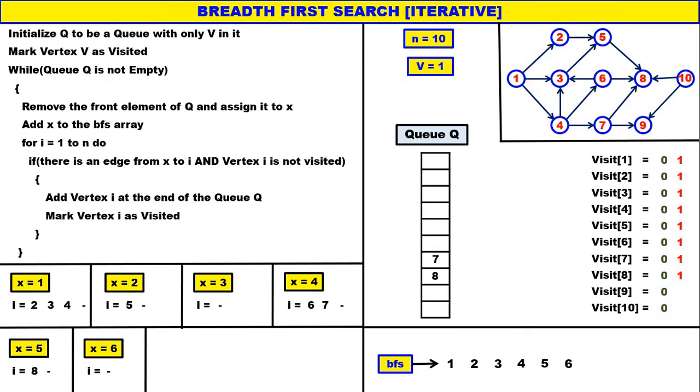Again come back. Q, is it empty? No, the Q is not empty. What is the front element of the Q? 7. Assign it to x. Yes. And add 7 to BFS.